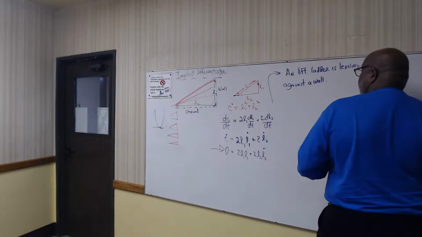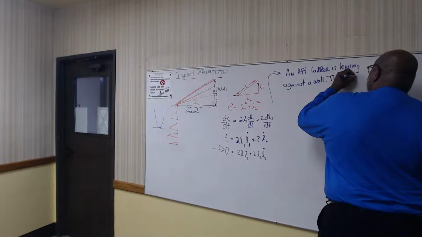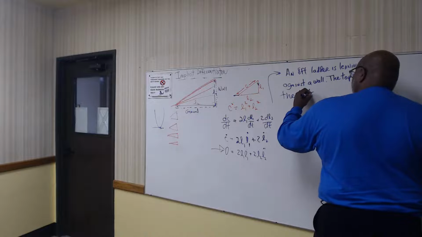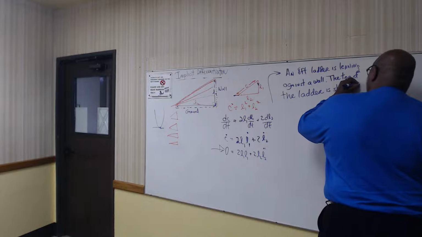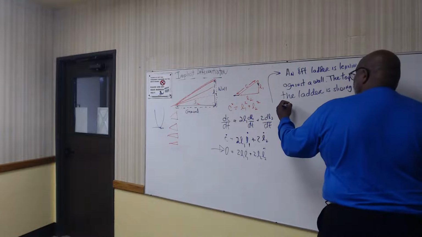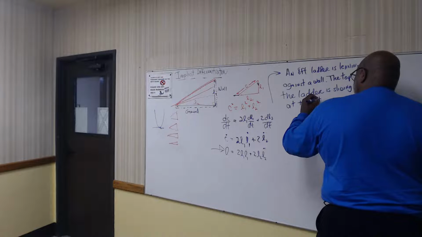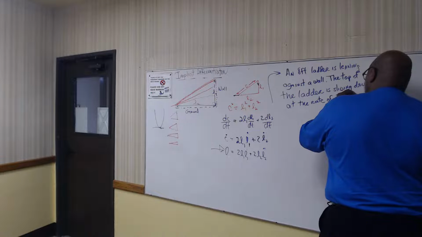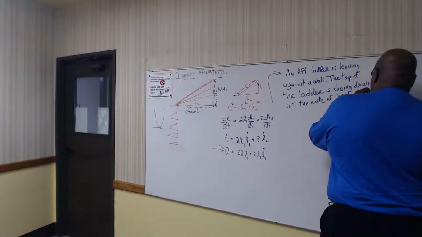The top of the ladder is sliding down at the rate of 2 feet per second. How fast is the bottom of the ladder moving?